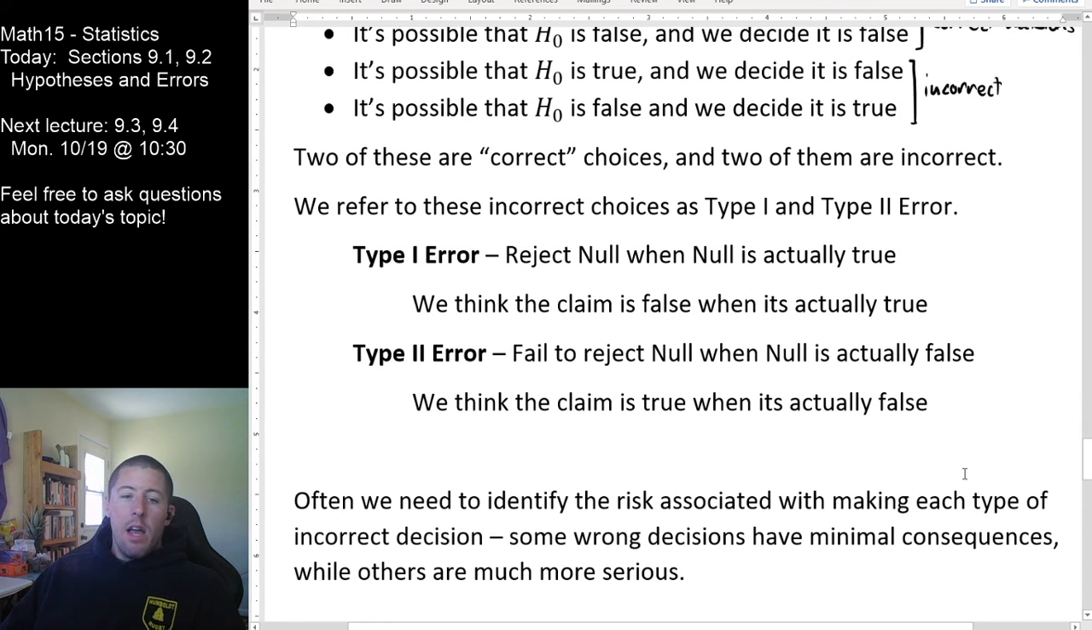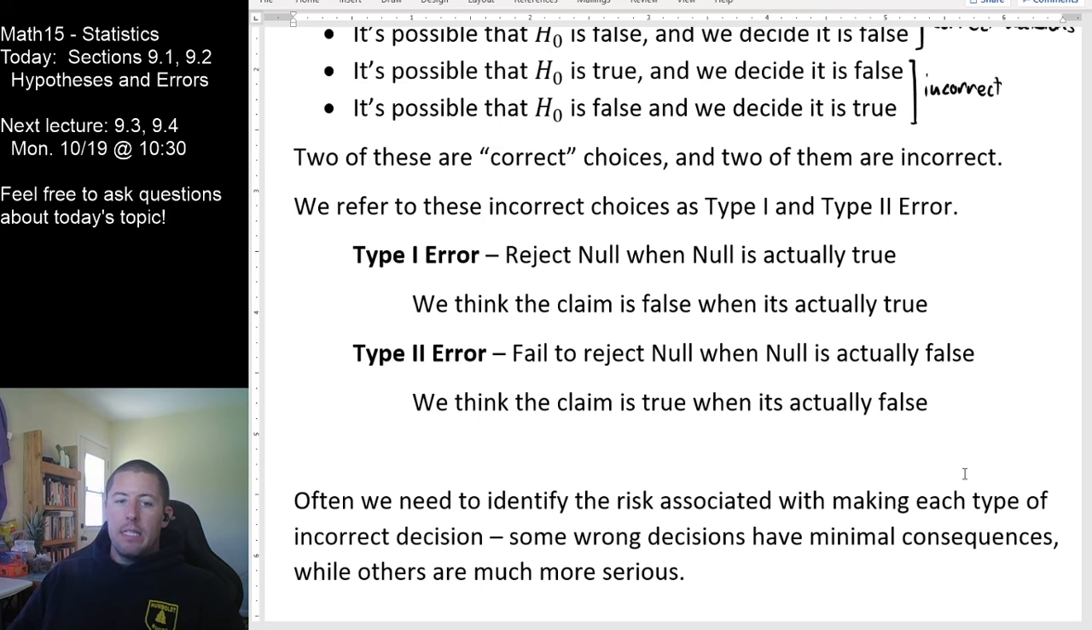And here's the deal. While these are both wrong, it's very regularly the case that one of them is a much worse type of wrong than the other. This now gets away from us being statisticians and gets closer to us just being people, when we're trying to decide the risk that's associated with each type of incorrect decision, each type of error. It is often the case that having either type 1 or type 2 error is much more risky than having the other type of error.